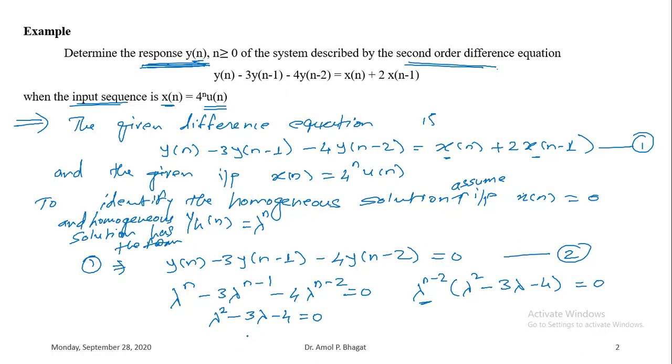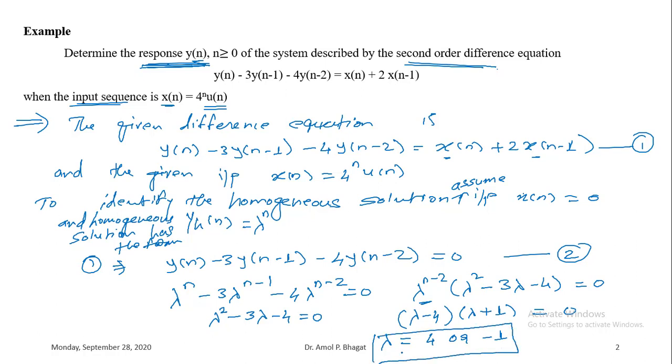So if you solve this polynomial, you will get two roots, correct? So this will be simply (lambda - 4)(lambda + 1) = 0, right? So lambda will have two values, that is lambda = 4 or lambda = -1. So these are the two roots that you get here.